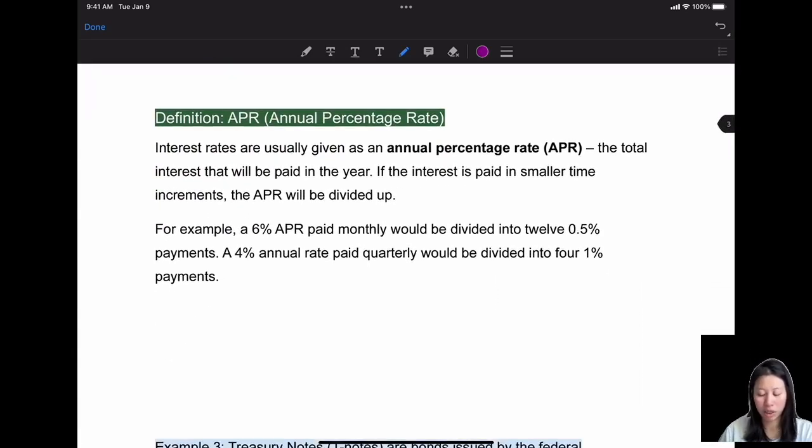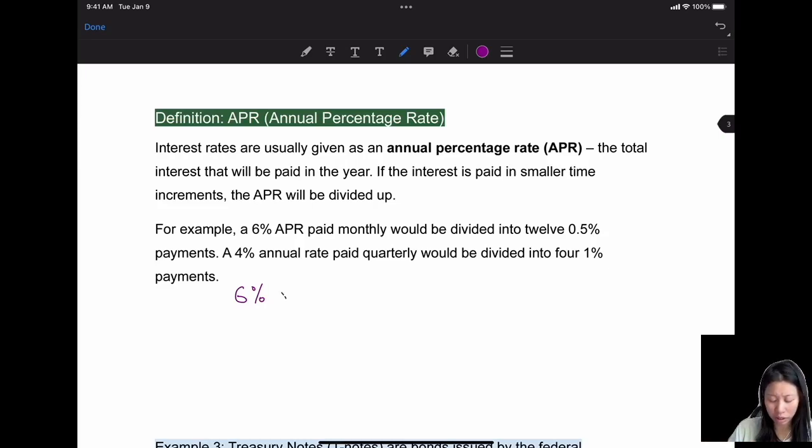So annual percentage rate, APR, you will see that a lot in the bank. If you open a savings account, they will always tell you what the APR is. Interest rates are usually given as an APR, the total interest that will be paid in a year. If the interest is paid in smaller time increments, the APR will be divided up. So for example, 6% APR, paid monthly, will be divided by 12, which is 0.5% per payment.